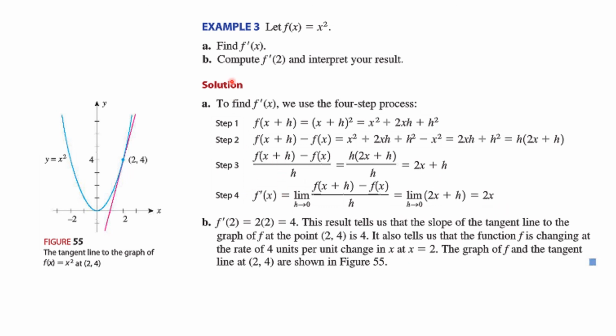Now that means that at any point x, f prime of x is 2x. So now what we can do is we can substitute 2 in, and this is not going to be a function like this. This is going to be a number, and that is the slope at this point.